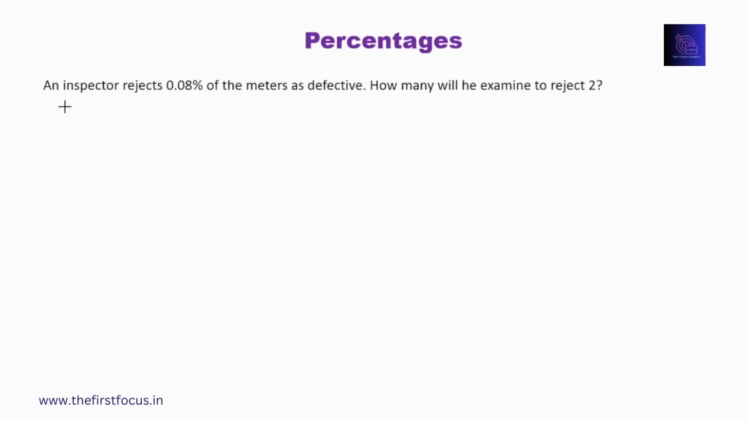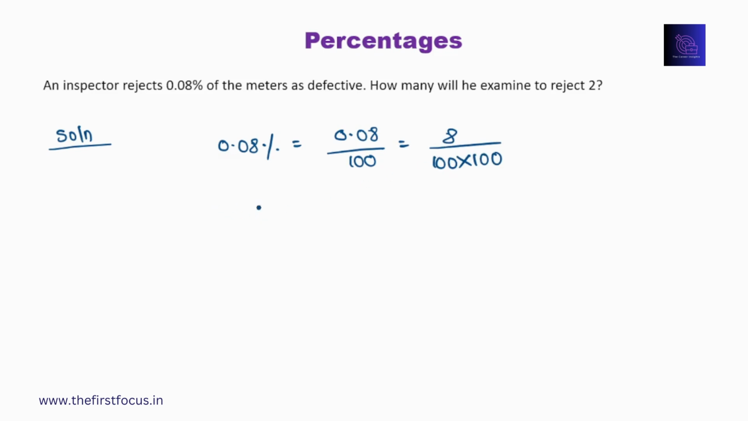See the next problem. An inspector rejects 0.08% of the meters as defective. How many will he examine to reject 2? He has rejected 0.08% of the meters as defective. Then how many meters does he have to examine to reject 2? We can write 0.08% in the form of a fraction, 0.08 divided by 100. In order to remove the decimal, we can write it as 8 divided by 100 into 100.